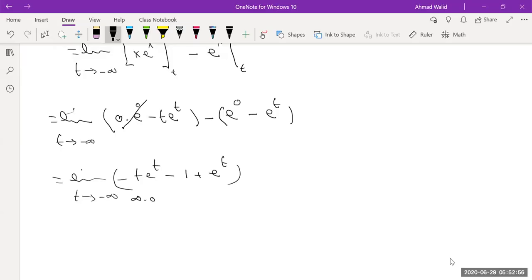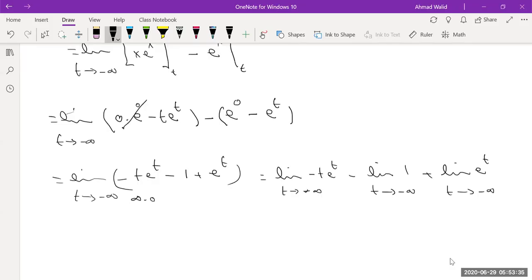Minus 1 plus e to the t. Here I don't have a problem. Here I don't have a problem. It's a really easy limit. The only part I have to deal with is this limit, correct? Then I can rewrite that as 3 separate limits. Limit of negative t e to the t as t approaches negative infinity, minus limit of 1 as t approaches negative infinity, plus limit of e to the t as t approaches negative infinity.